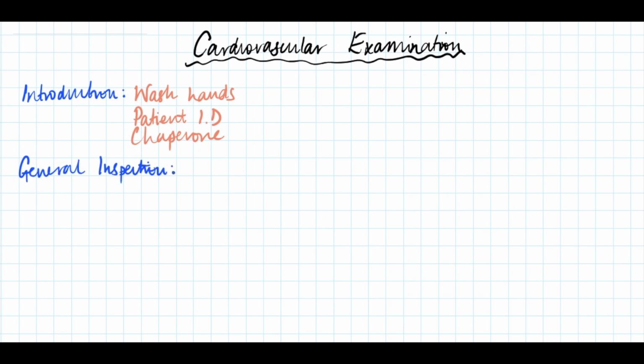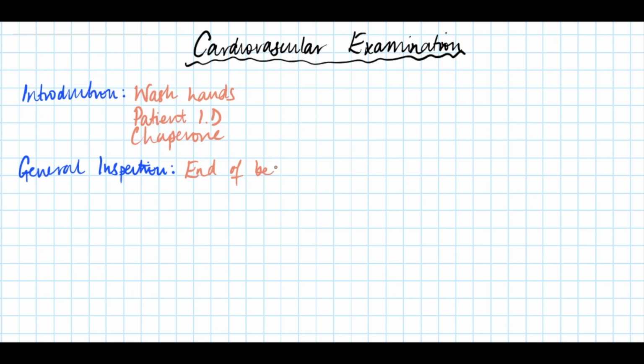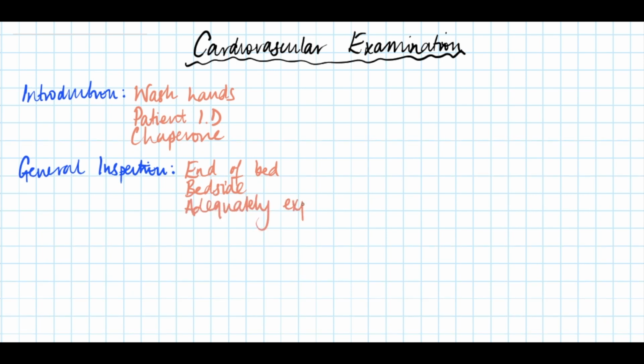You then want to do a general inspection. This happens at the end of the bed, and you're really looking to see if the patient is unwell, any breathlessness, or if the patient is obviously cyanosed. You want to look at the bedside to see if they have any supplementary oxygen or any GTN sprays that might give you a bit of a clue as to what's going on, whilst the patient is being adequately exposed and the bed is at a 45-degree angle.